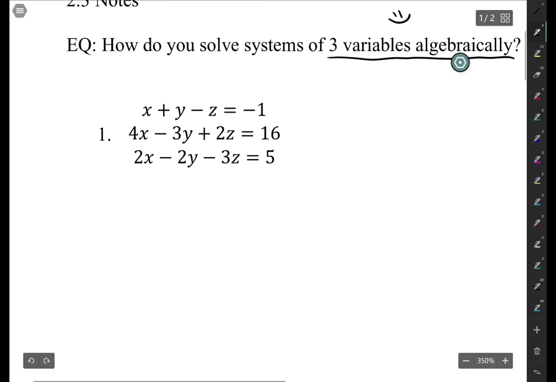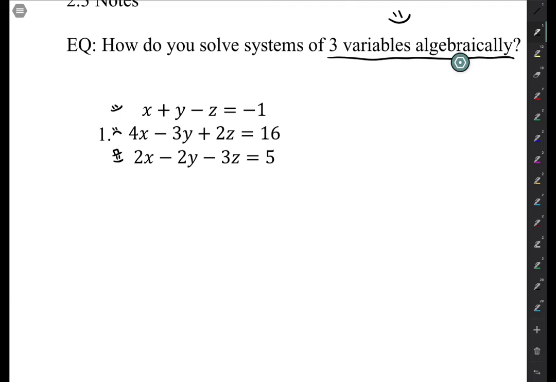The first thing I recommend is let's label the equations, okay? So this first equation, I'm going to say it's smiley face. This second one is frowny face. And this last one is going to be smiley face with a hat, okay? Make it fun for yourself, why not?